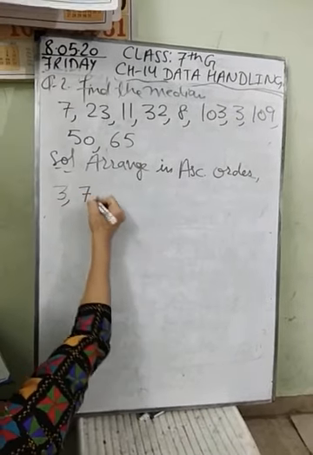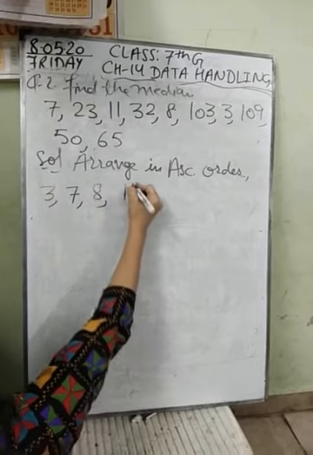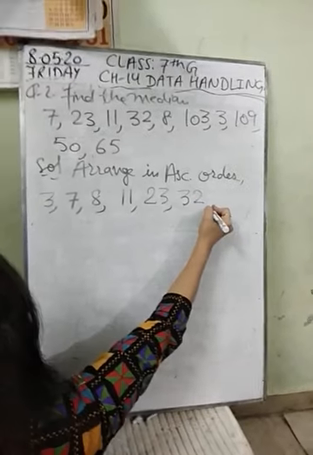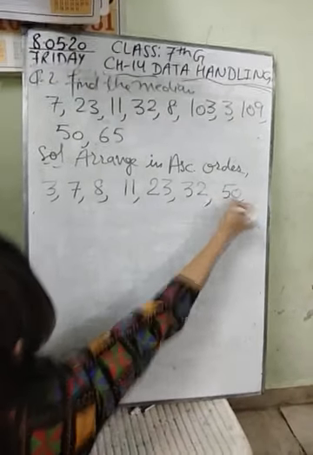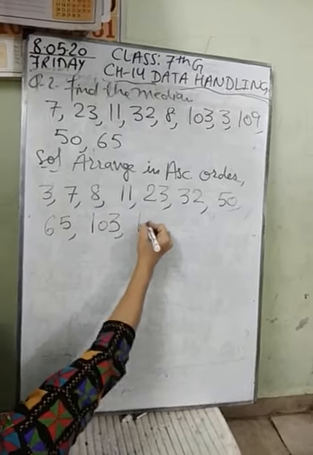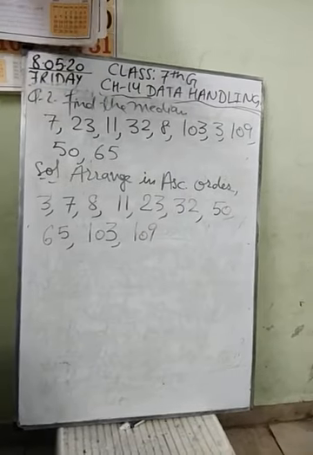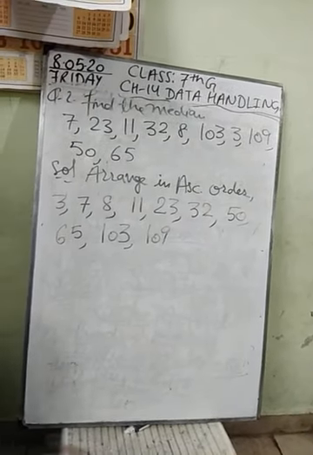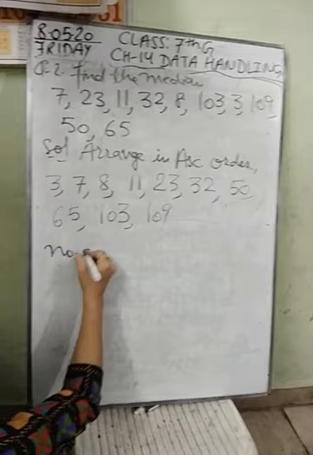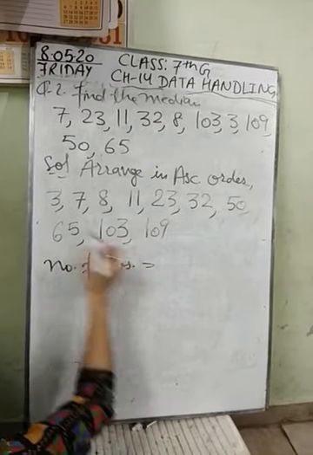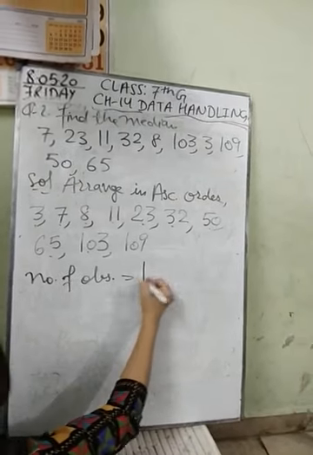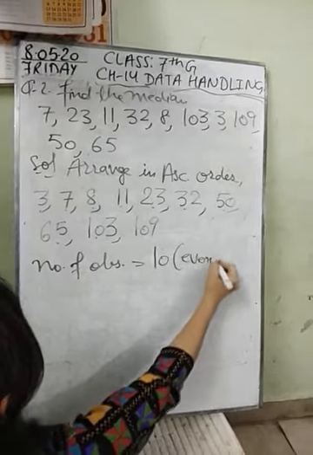3, then 7, 8, 11, 23, 32, 50, 65, 103 and 109. So you should count the number of observations. Number of observations are 1, 2, 3, 4, 5, 6, 7, 8, 9, 10, which is an even number.